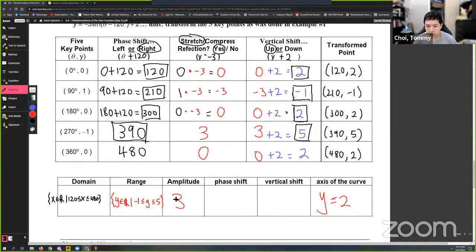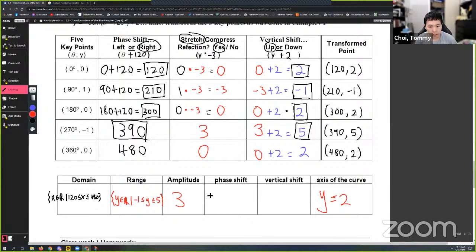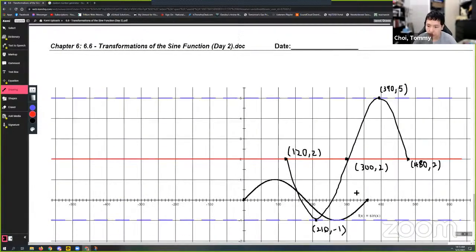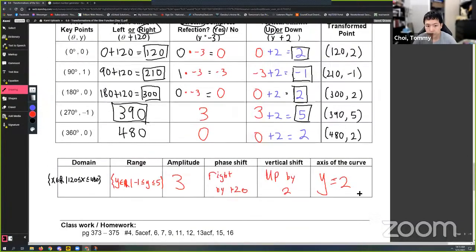We already have the amplitude from before. The phase shift is right by 120. We said the vertical shift was up by 2, and there's the axis of the curve. And you can graph that, and you should get the exact same graph we got earlier.